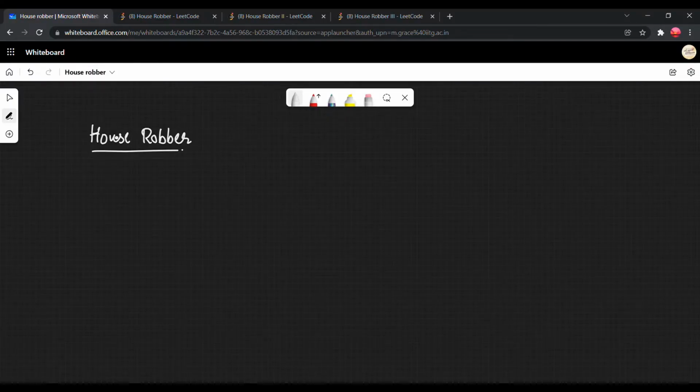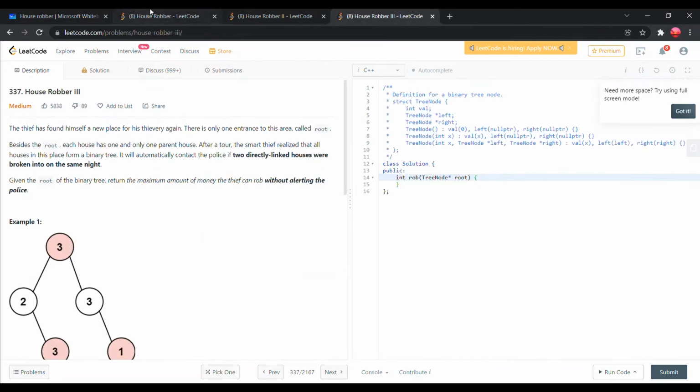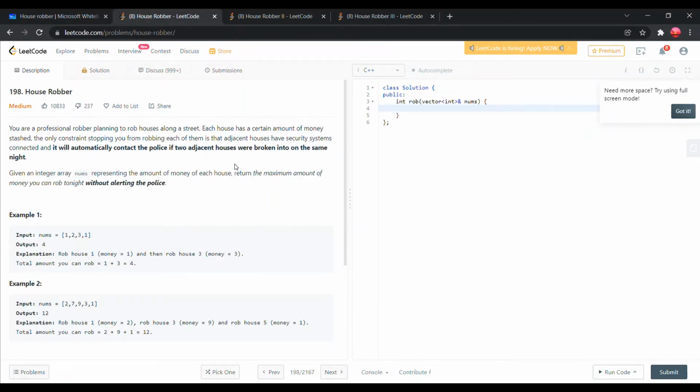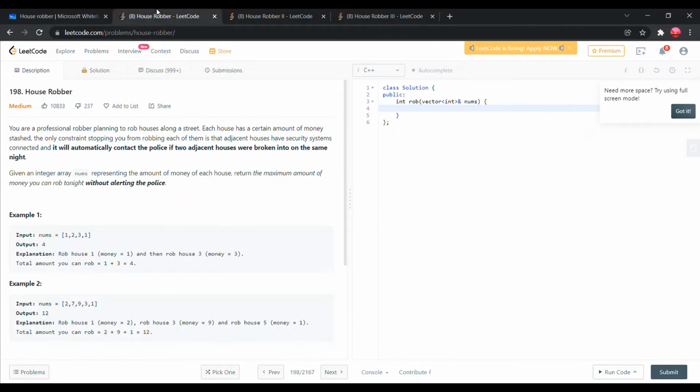Hello. So I'm going to try to explain this problem, House Robber. Before explaining, let's just read the three problems which are there in LeetCode. All of them are pretty related, so we'll try to solve the first one first because that's the easiest, and then we'll go on to the other ones.